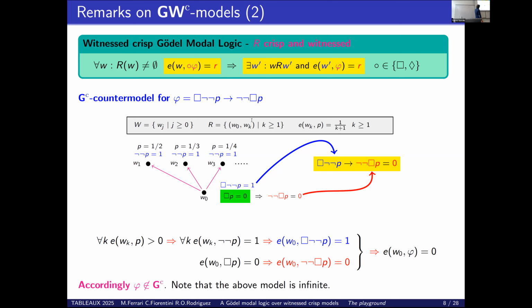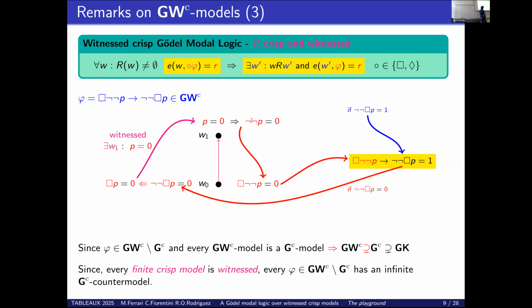and this is an example of a formula which is falsified on such a model. The formula is box not P implies not box P, and it's easy to see that the value of the formula is 0 on the root of this model. And it's also possible to check that, on the other hand, this formula holds in every witnessed model.